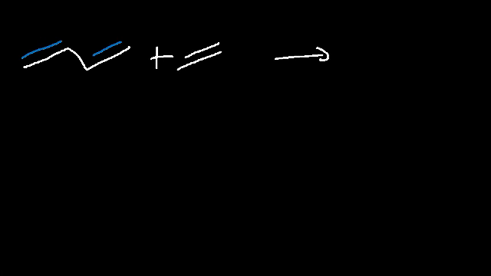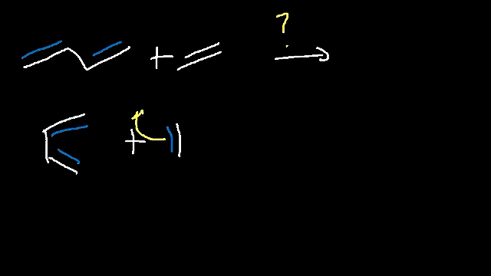So now what I'm going to do is combine these two together. So I have 1,3-butadiene and ethene. What do you think is going to happen when you put these two together? 1,3-butadiene is a diene that is going to participate in the Diels-Alder reaction. The Diels-Alder reaction is a 4+2 cycloaddition reaction. And so it's going to form a 6-membered ring, which is going to look like this.